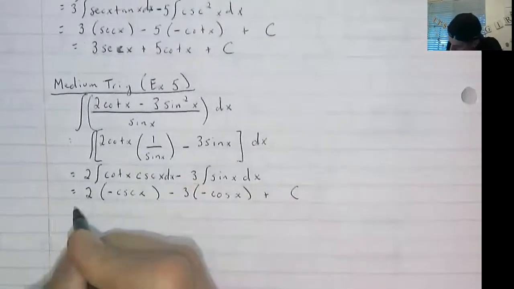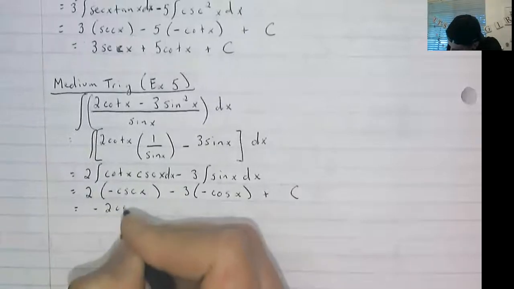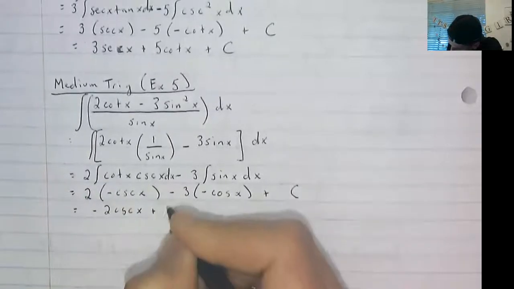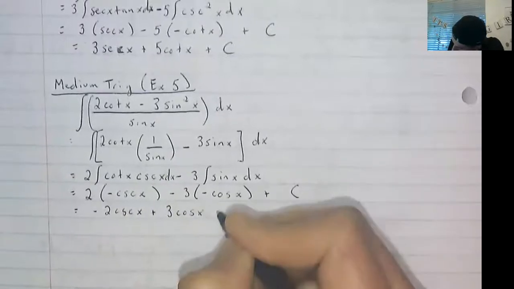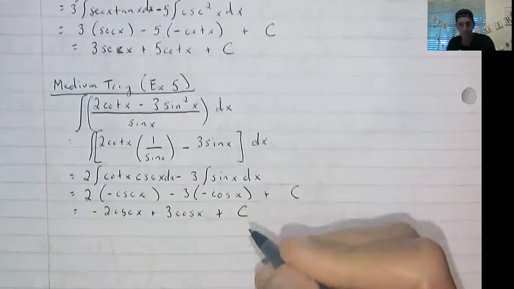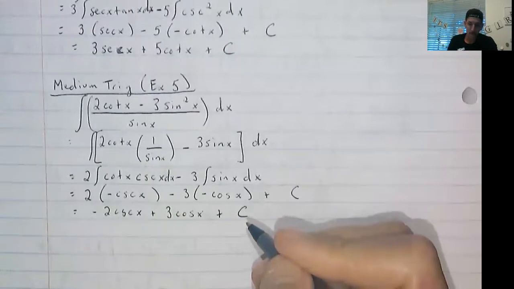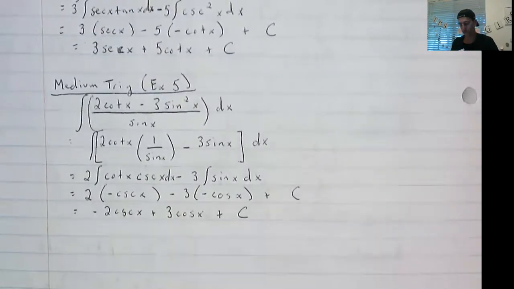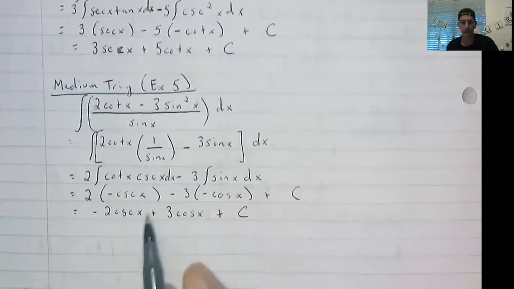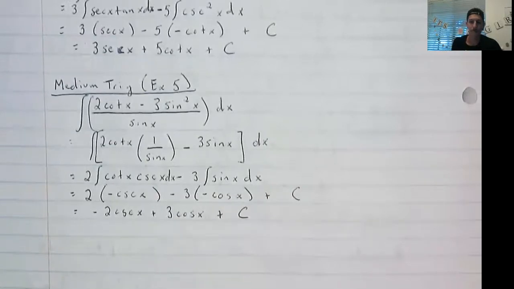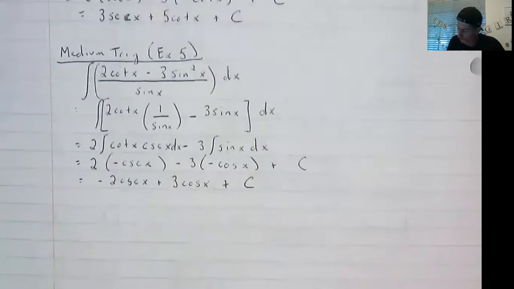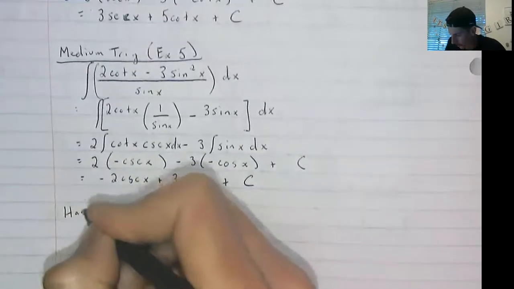And so then our final answer is negative 2 times the cosecant of x plus 3 times the cosine of x plus c. And you really should take a second, maybe press pause and differentiate this and make sure, no, that gets tricky. Never mind. Forget I said that. I guess you could. That's fine. We're okay. Okay, and now finally the hard trig.